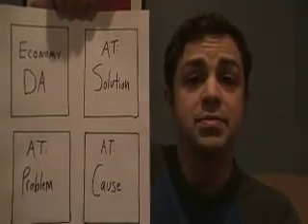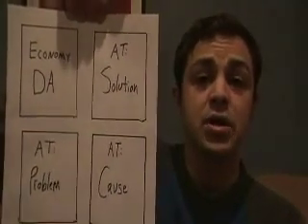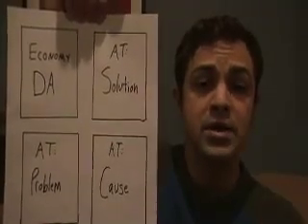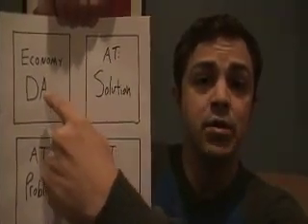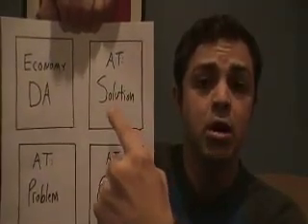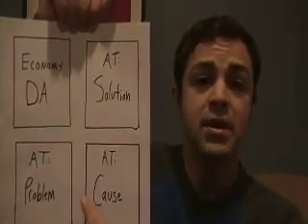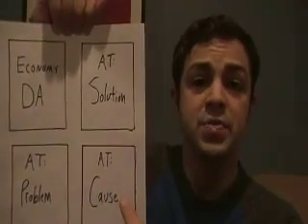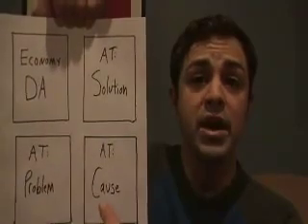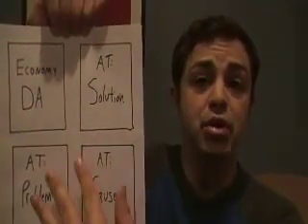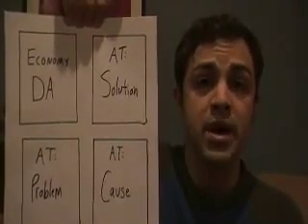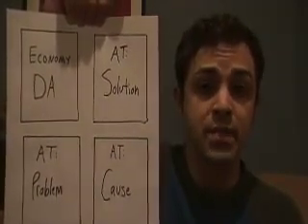So what you do is, before the second negative speech, you figure out who's going to take what and when. Alright, so the second negative speaker might say, you know what, I'm going to take the economy disadvantage and I'm going to take the solution arguments in my speech. And then first negative rebuttalist in your speech, take the cause and take the problem. The important thing is that you divide it up so that you know who's taking what, and so you cover all the arguments that were made in the first negative constructive.